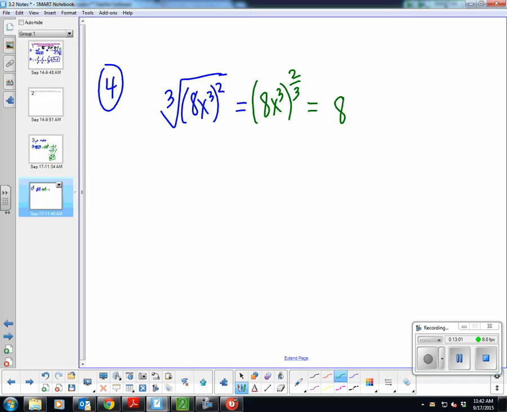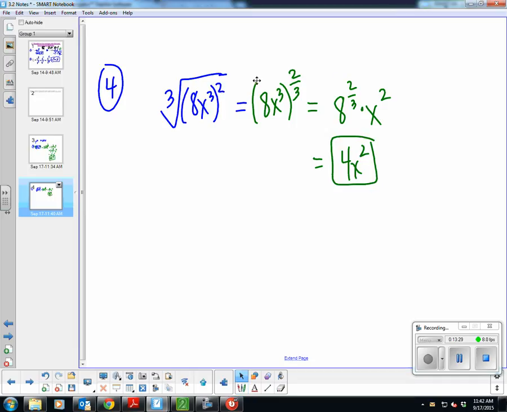So we have 8 to the 2/3 times x to the, what's 3 times 2/3? 6/3, which is 2, right? And then we can just simplify, what is 8 to the 2/3 power? Should be 4. You just plug it in. Okay? So then that would just be 4x squared. All right?